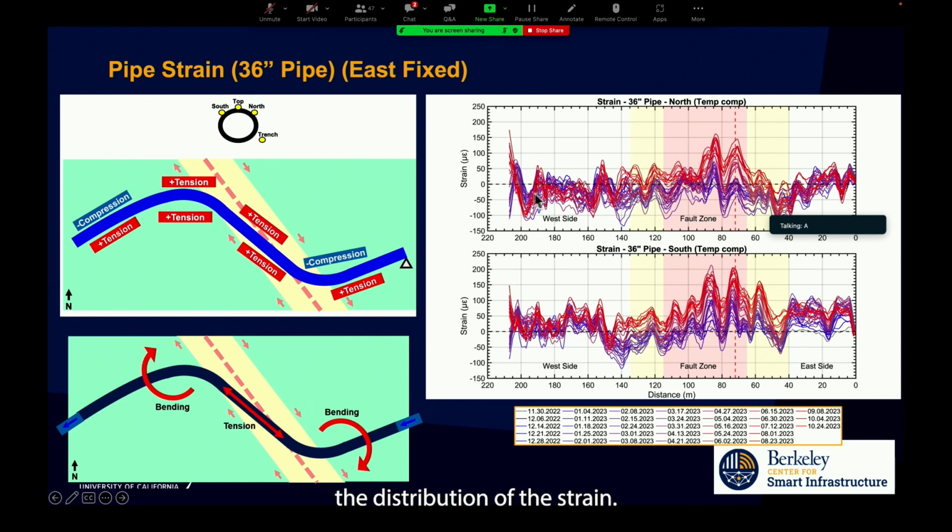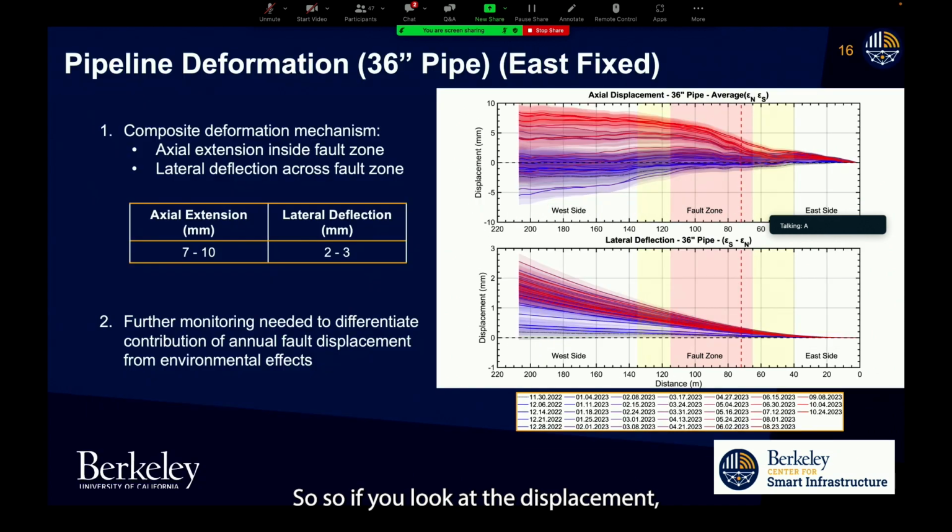This shows the distribution of the strain, so that's the strain all the way along the pipe at different locations. If you integrate that, you get the displacement. So if you look at the displacement, you can look at the actual displacement of the pipe. You have to integrate, so you have to start from somewhere as the origin, and then from the east side, which is fixed. And as you can see, how things are moving with time, and then eventually it's looking at the red zone, which shows about 7 millimeter movement in about a year.